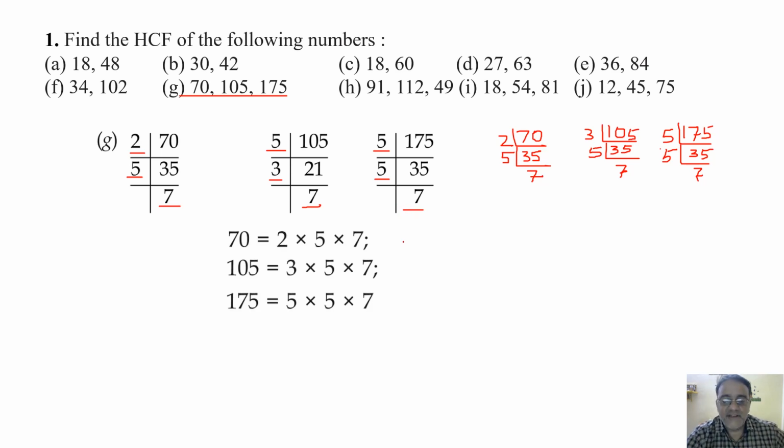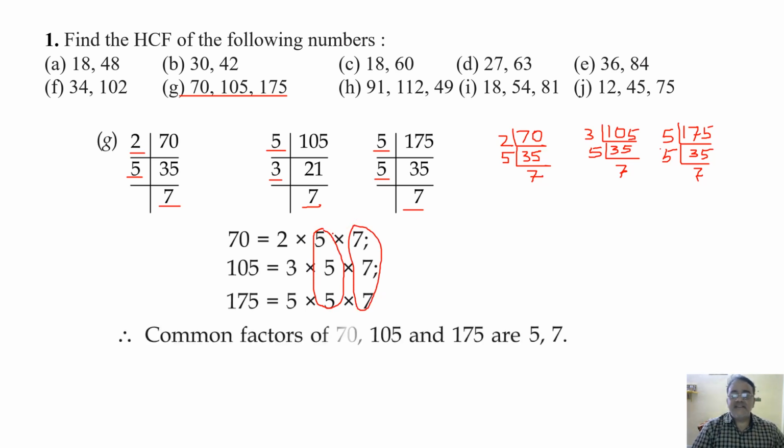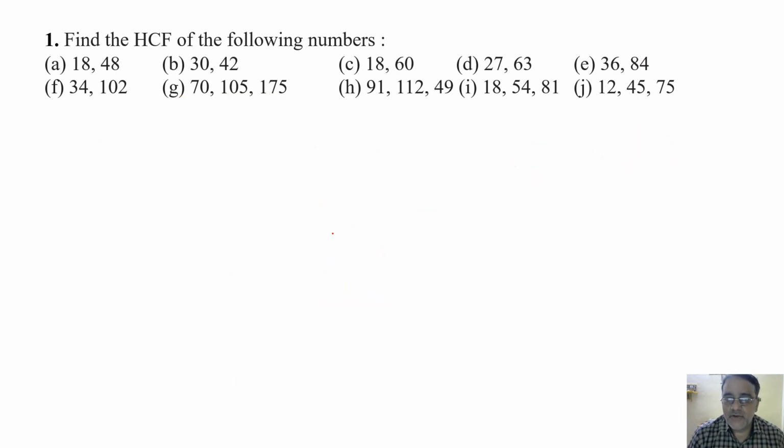Right. Now we have to find the common factors. 5 and 7. Yes, very good. So common factors are 5 and 7. So HCF is 5 into 7, 35. Right. Okay, fine. Next question, H bit.